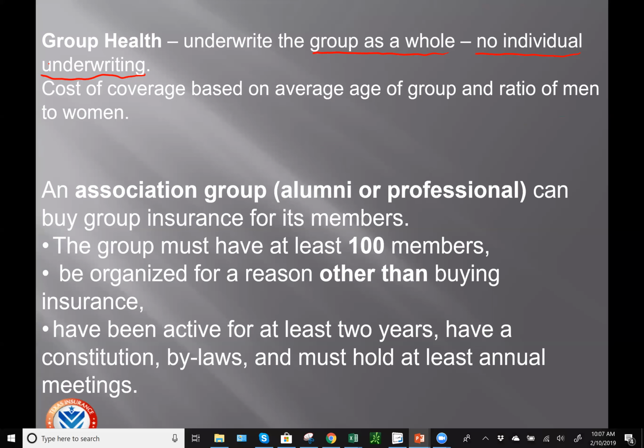Next, an association could purchase group health insurance for its members, but here are some of the rules for the association. First, the association must have at least 100 members. All right. Now, what do you think is important about an association? You would be correct if you said at least 100 members. Now, there are other rules. They have to have a constitution, bylaws, and hold annual meetings. But I promise you, on your test, where they will try to trick you is the at least 100 members.